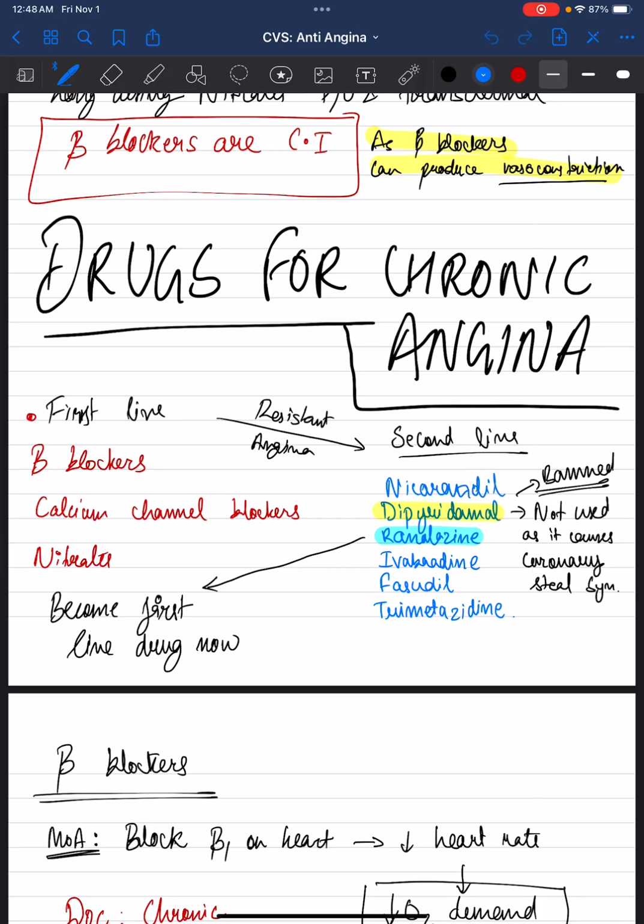So if the first line drugs are given and they are not working, and the angina is called resistant angina, we will give the second line drugs. But in the second line drugs, dipyridamole is a drug which is banned and is not used anymore, as it causes coronary steal syndrome. And ranolazine was a second line drug at first, but now it is used as a first line drug.